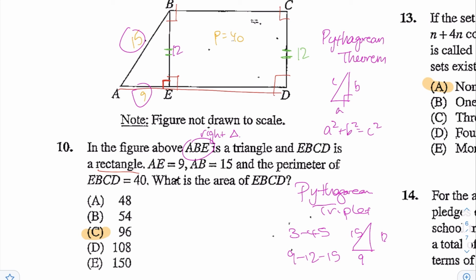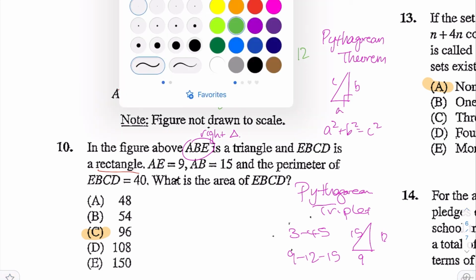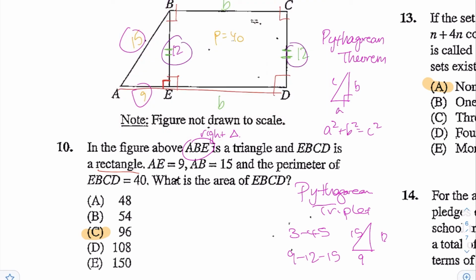Now once you know that the heights are equal to 12, you can solve for the bases, which you can just call B for base. You know that 12 plus 12 plus B has to be equal to 40. So 40 is equal to 12 plus 12 plus B plus B. Once you combine like terms, 12 and 12 is 24.